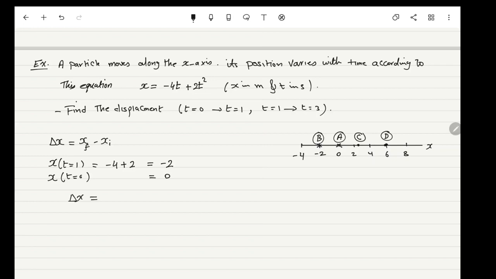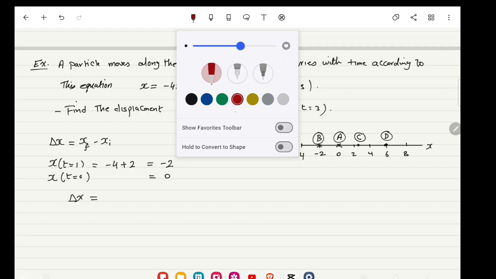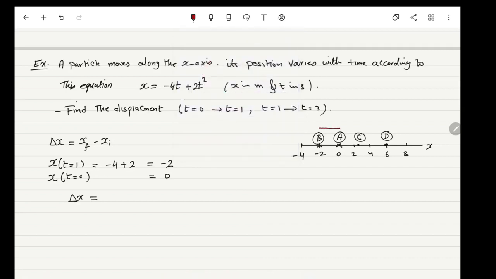Let's look at the line here, from 0 to minus 2, so from A to B. So the particle actually moves from A to B. To find this displacement, we just calculate the position at t equals 1 and at t equals 0. So the displacement here equals minus 2 minus 0. So the displacement equals minus 2 meters.